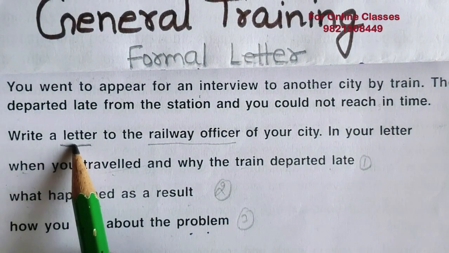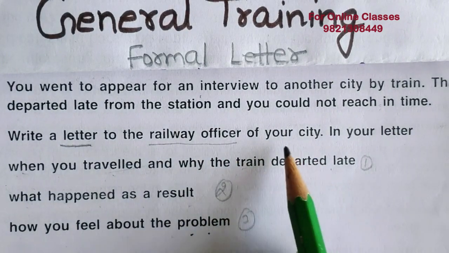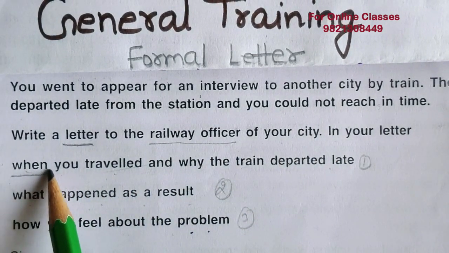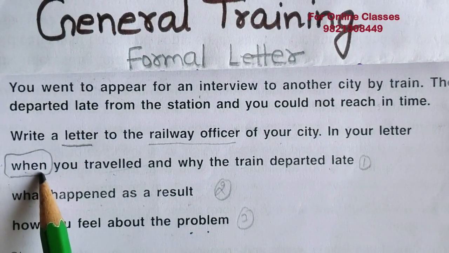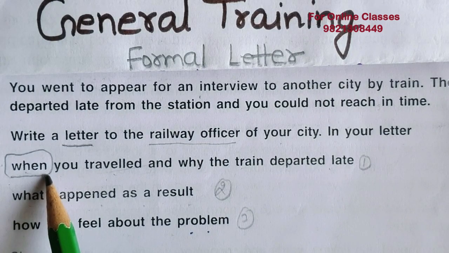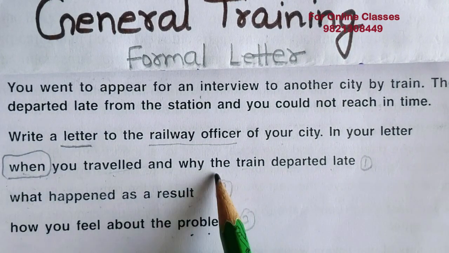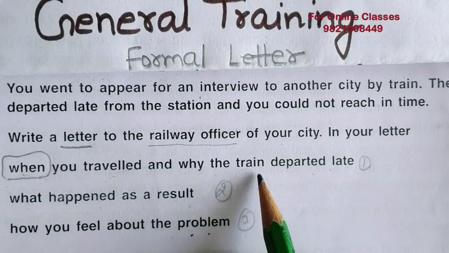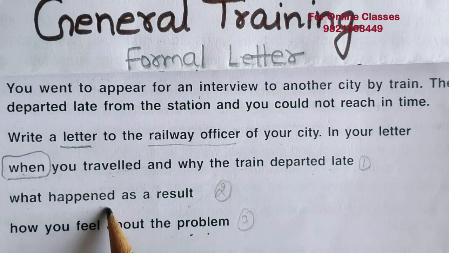Now we have to write a letter to the railway officer of your city. In your letter you have to explain when, which here means explaining the time and day as well as the month. Why the train departed late? Because you have to give the reason for this. And what happened as a result?